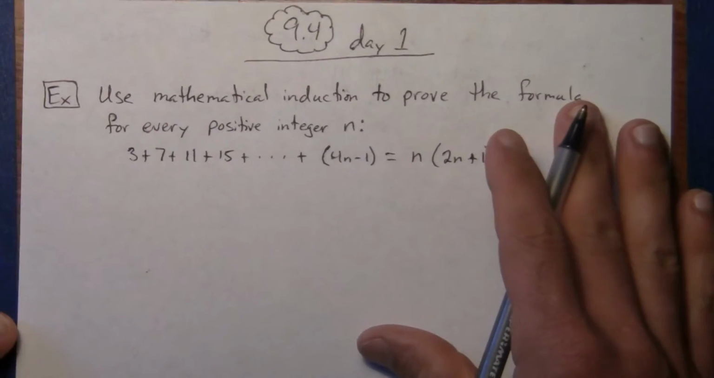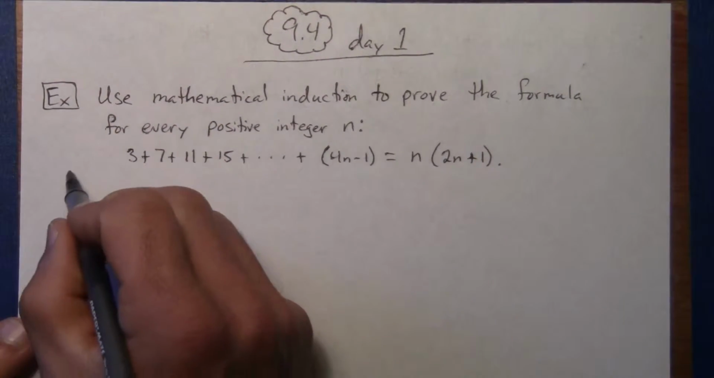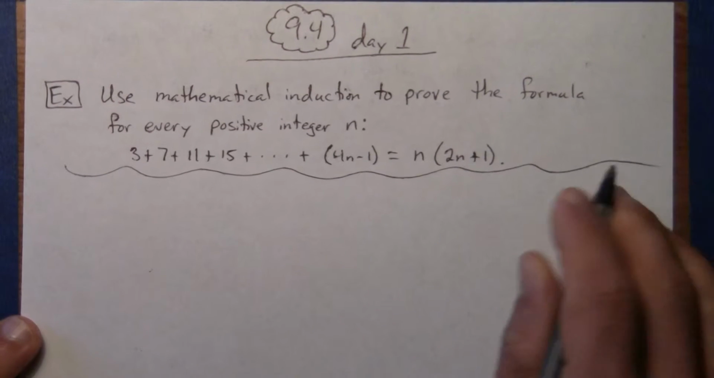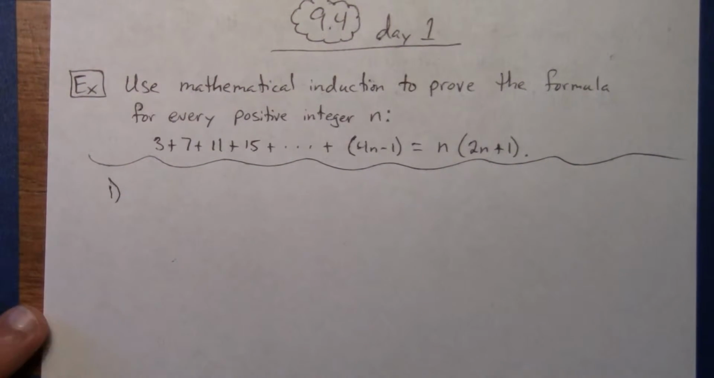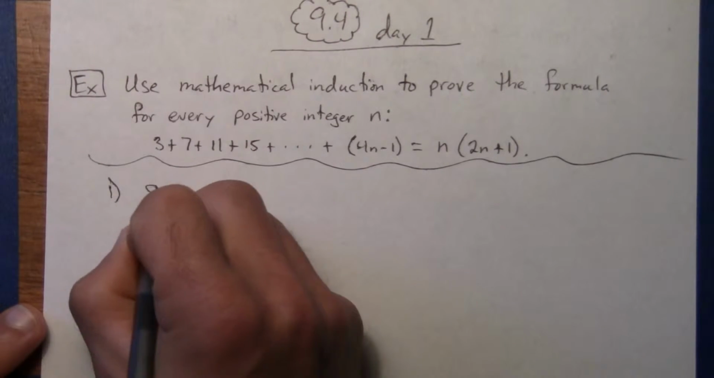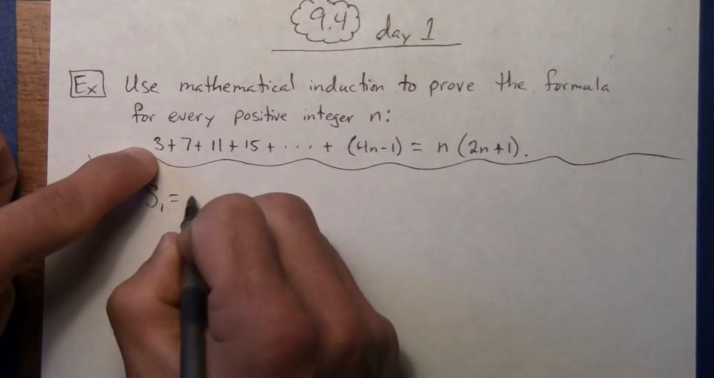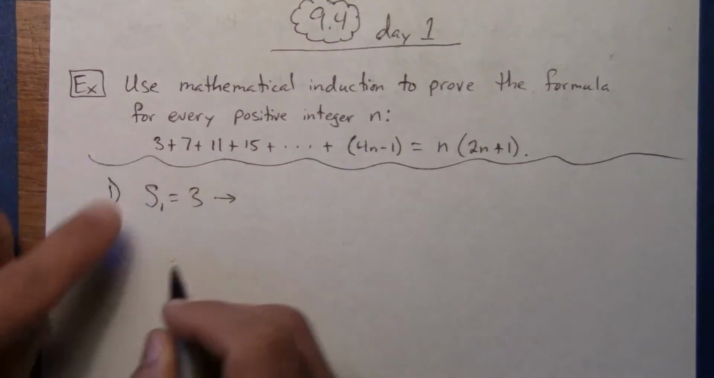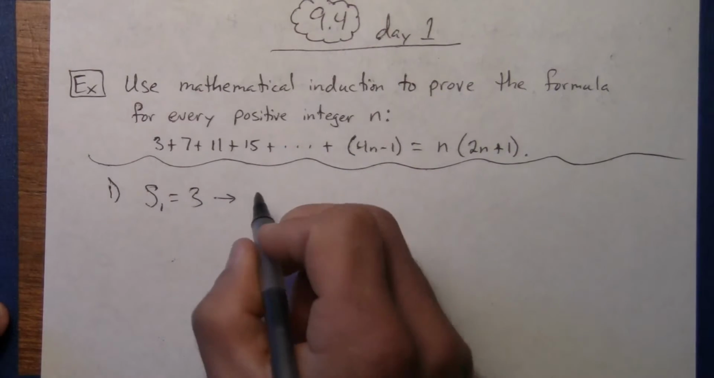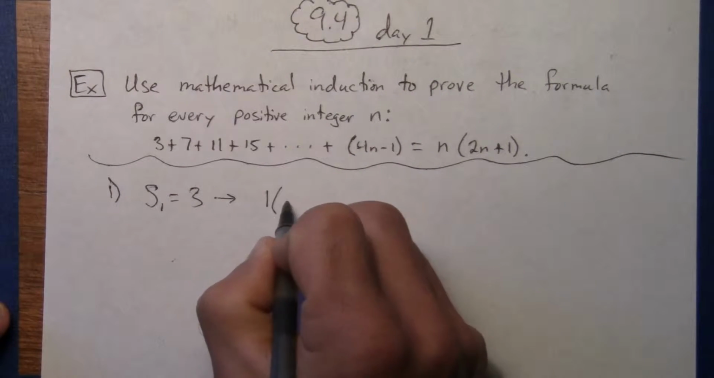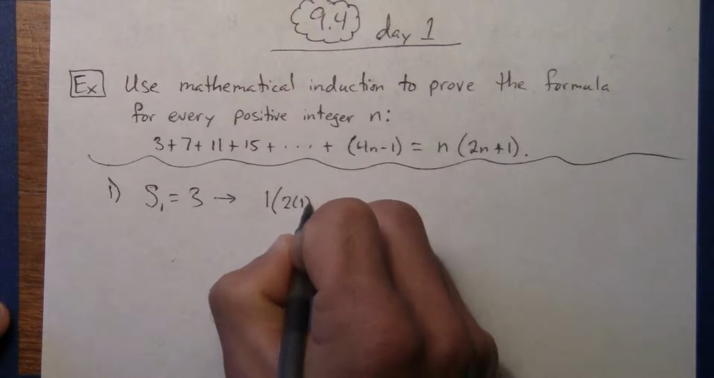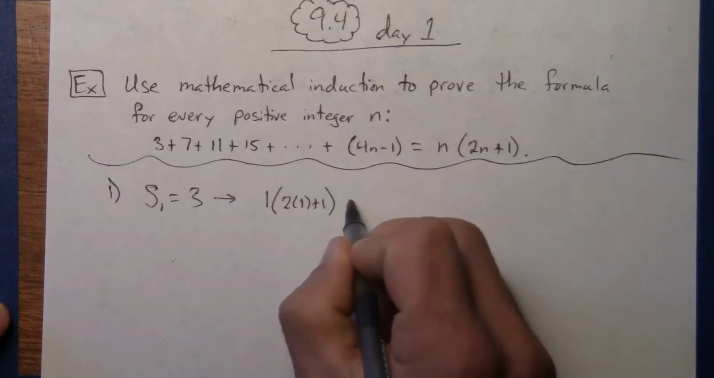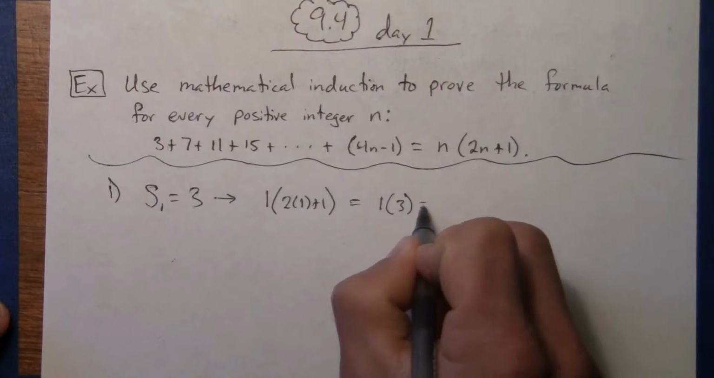Alright, so to prove it using mathematical induction, we are going to do the two things that you need to do. The first thing that you have to do is show that the sum works for the first term. So you need to show that s sub 1 is actually 3. So you simply need to plug 1 into the formula, and you would have 1 times 2 times 1 plus 1, which of course is going to give you 1 times 3, which we know is 3.